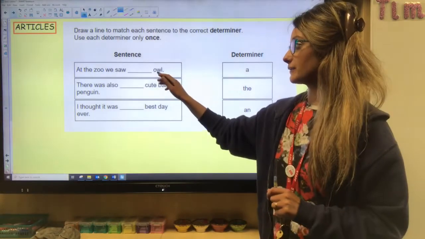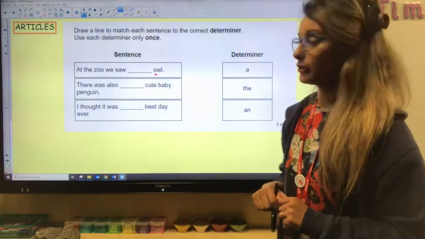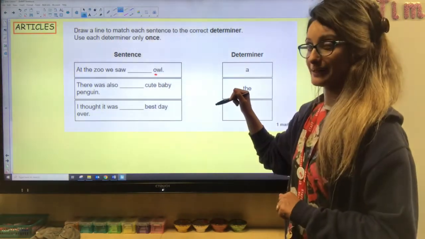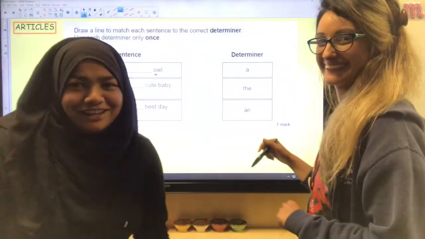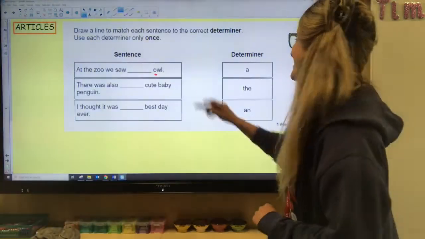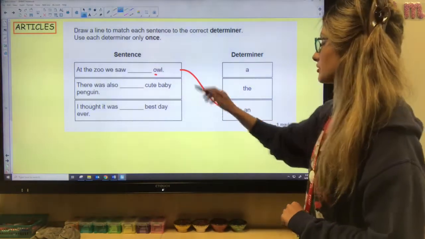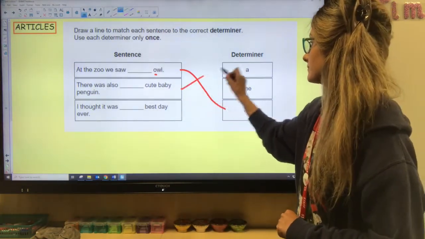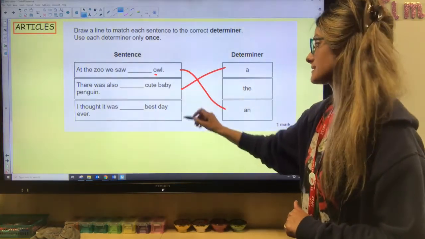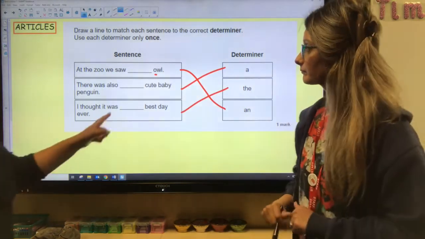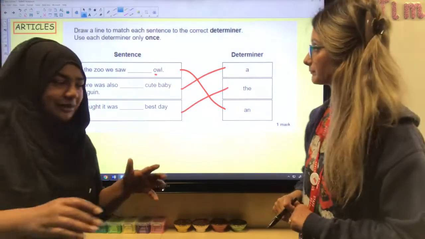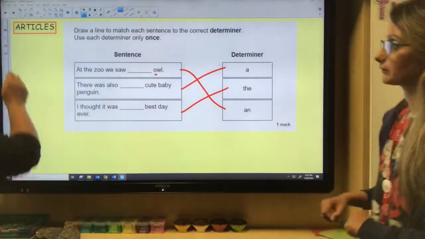Okay, so straight away, 'hour'. It's a vowel, O, A-E-I-O-U, I love you. Or A-E-I-O-U, bamboo. So it must be with 'an'. There was also something cute, a cute baby penguin, singular. I thought it was the best day ever. And it wouldn't make sense if you had 'a' best day ever. That just doesn't make any grammatical sense. Okay, so those were all worth 1 mark.